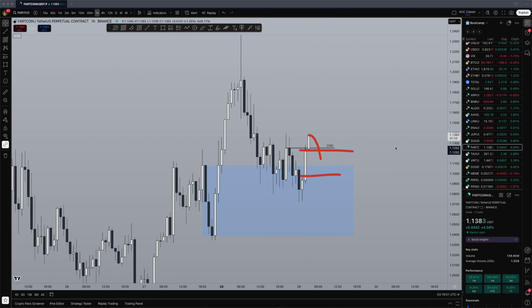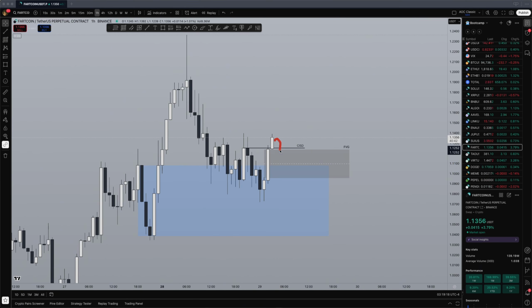And in this case, we have a clear fair value gap right here in terms of the 1 hourly chart. Now, again, this could change within the next hour, but I'm basically sharing kind of unfiltered thoughts here as of the moment that it's happening so that you guys are getting the information flow as quickly as possible.